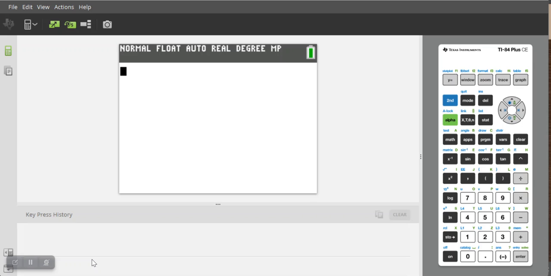So let's say we have a triangle ABC. The measure of angle A is 40 degrees. The measure of angle C is 110 degrees. And the length of side A, that is the side opposite angle A, is 8. And I need to know the length of side C.